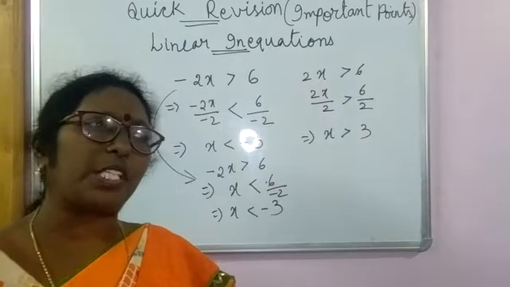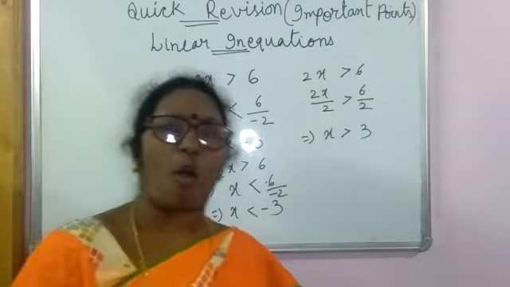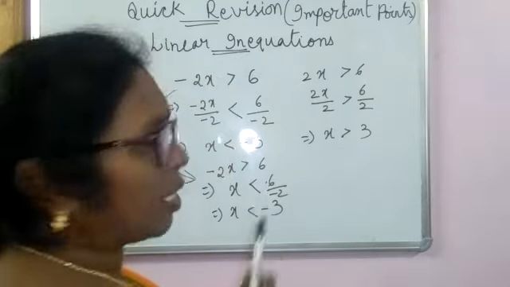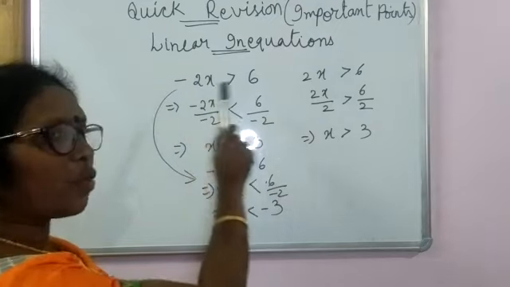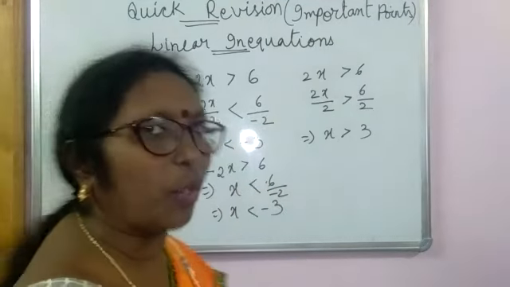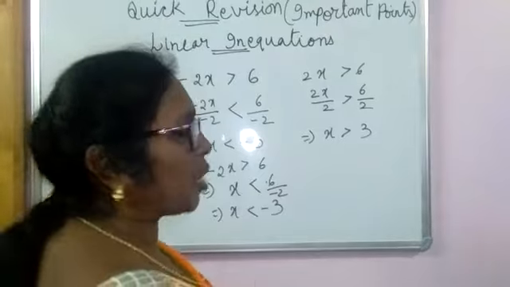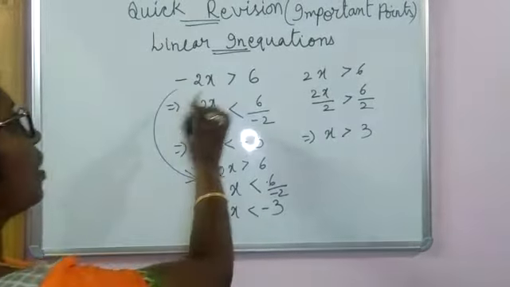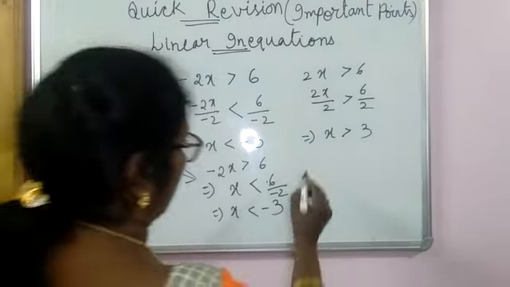In linear inequations, the very important point you have to remember is this. Usually students make mistakes here only. Whenever you get a negative sign, you have to be very careful. But addition and subtraction, no problem, whether positive integer or negative integer. Only in case of multiplication or division.